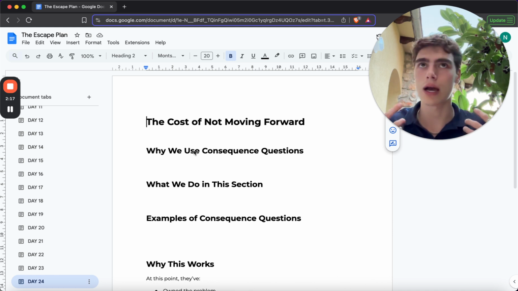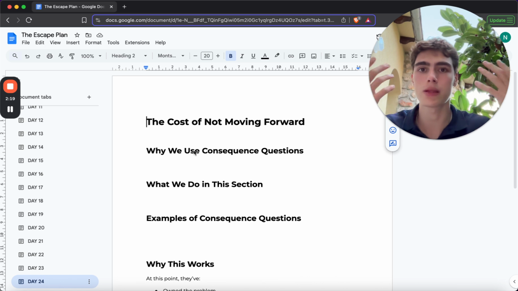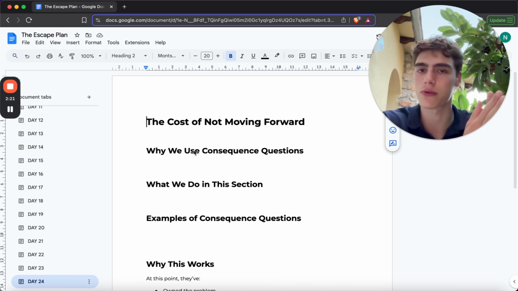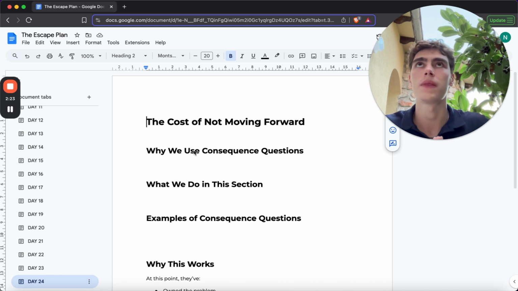Again, as salespeople, it's our job to help people make the best decision possible for themselves. So if they have this problem, they need to understand what life looks like. We've discussed what it looks like if you solve it, but let's talk about what keeps happening in your life and what your life will look like if you don't solve it.